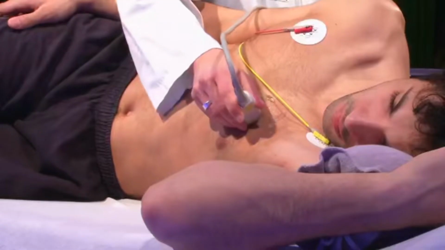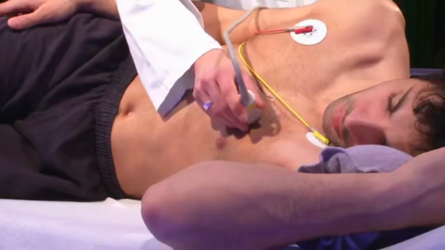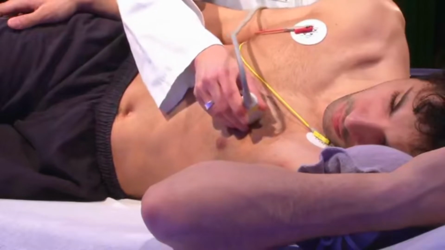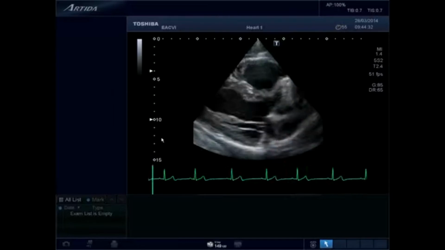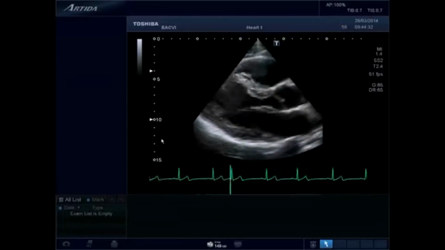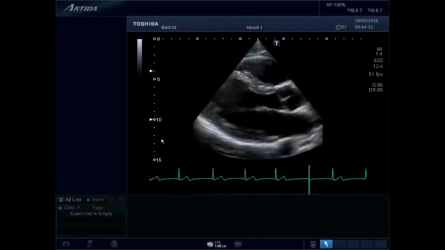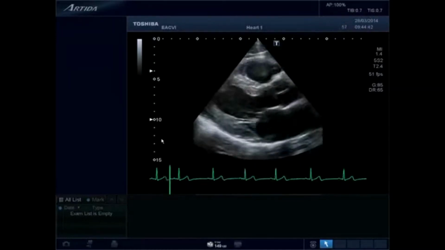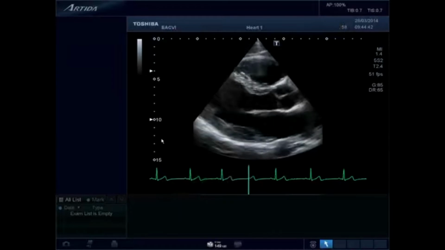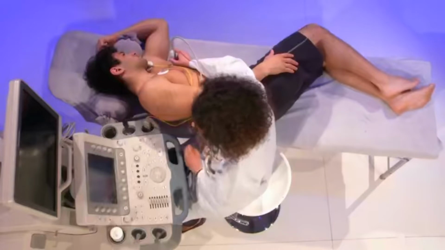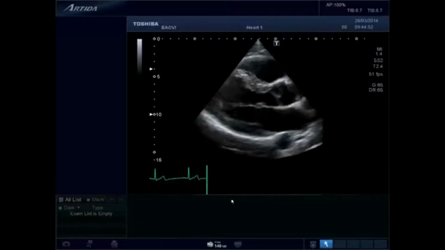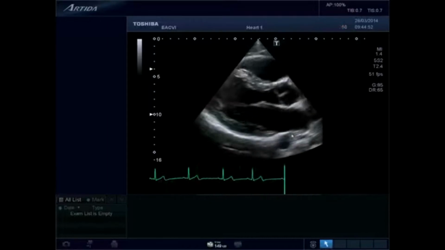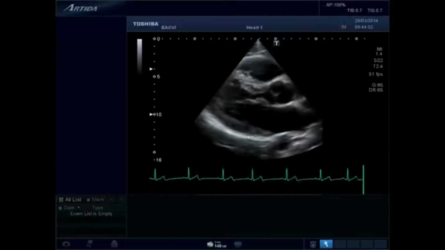And I can also tilt the probe a little bit down in order to see the posterior part of the mitral valve and the anterior part on the other side. So I'm able to see the morphology of the valve and to appreciate it very carefully. Oh, I forgot to say that there is also the aorta that we can see here. We can see the descending aorta here.